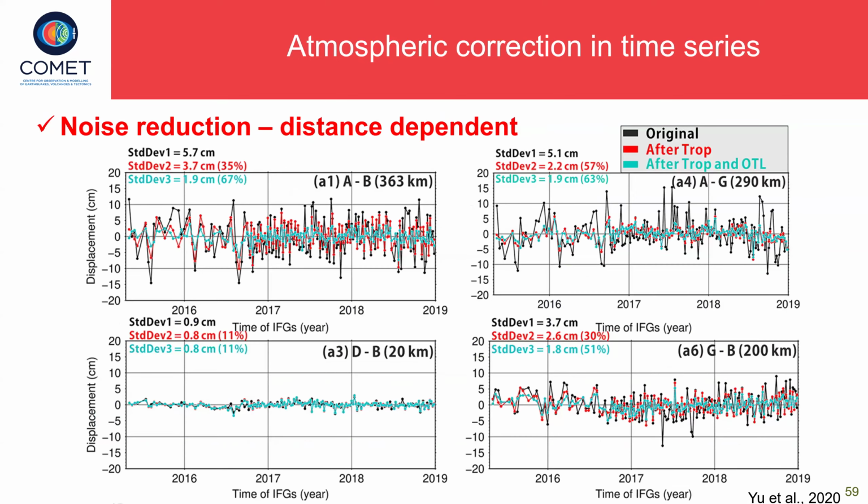You can clearly see from this map that the original noise level, the black lines, is very large before correction in a time series. But after correction, you get the red, green and blue lines, which become much smaller in terms of noise level. The longer the baseline, the better the performance, because the noise is distance dependent. So if you are concerned about long wavelength signals, you have to consider this kind of correction to reduce the noise level for long baseline measurements.